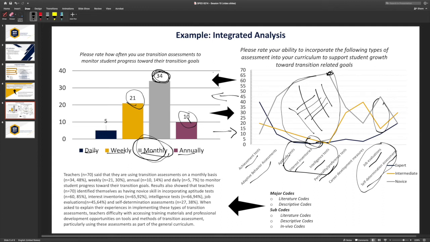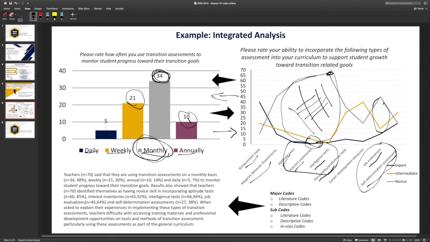Format-wise, what I want to do is first talk about my bar chart, and then my multiple ranking grid, and then my qualitative information that explains those. And remember that we're pulling from our major codes and our subcodes from our qualitative information, and we'll have that information already through our action research organizer, through our data analysis section.